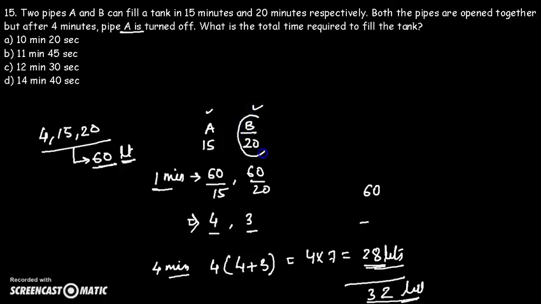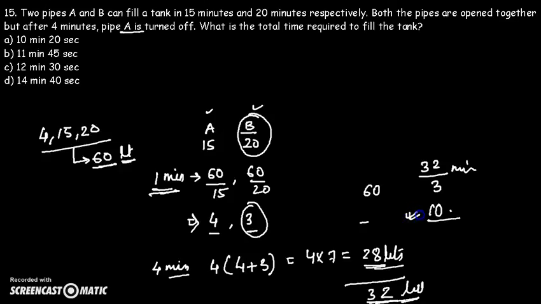So only pipe B works, and pipe B can pour in 3 liters every 1 minute. That's why to pour 32 liters, the time taken will be 32 by 3 minutes, which will give you 10 point something.